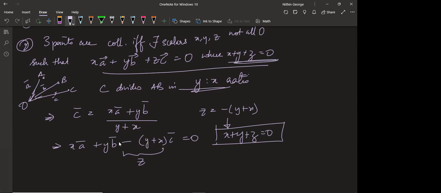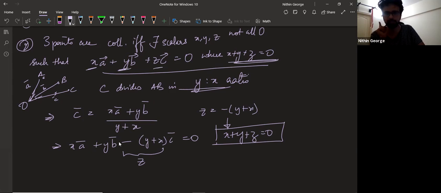So there will exist a scalar combination of these three vectors such that they add up to 0. And the scalar combination is done in such a way that x plus y plus z is also equal to 0. Please note this down.